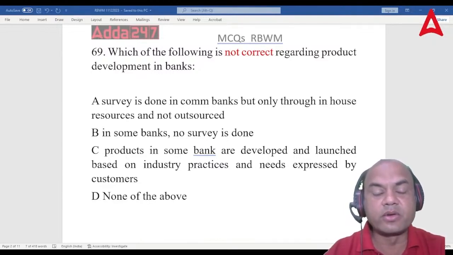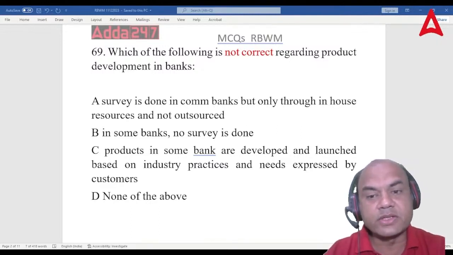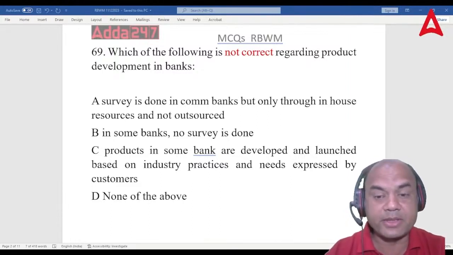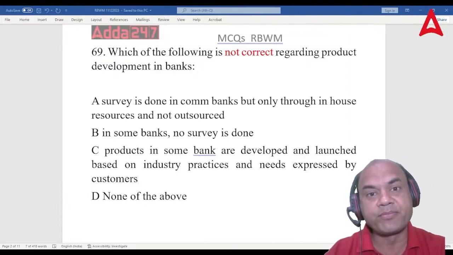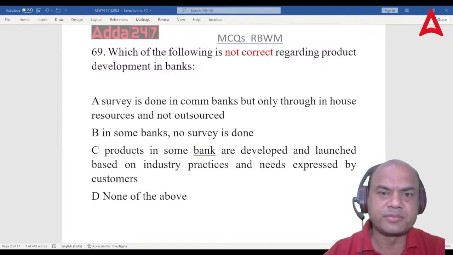So, do the survey in-house. Think over it. Number two, no survey is done in some banks. So it happens in many of the banks. It happens. Many of the cooperative banks, no survey is done, nothing.